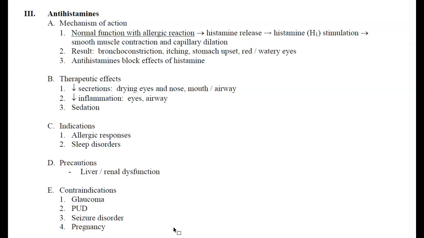So, what does histamine do? Normally, during an allergic reaction, histamine is released and then binds to H1 receptors, right? That's for allergic reactions and cell mediated disorders. So that's stimulated, then causes smooth muscle contraction, mainly in the lungs and stomach, and causes capillary dilation. So that increases the blood flow in that area. So that's what it normally does. Now, as a result, it causes bronchoconstriction, itching, upset stomach, red, watery eyes, runny nose, etc.